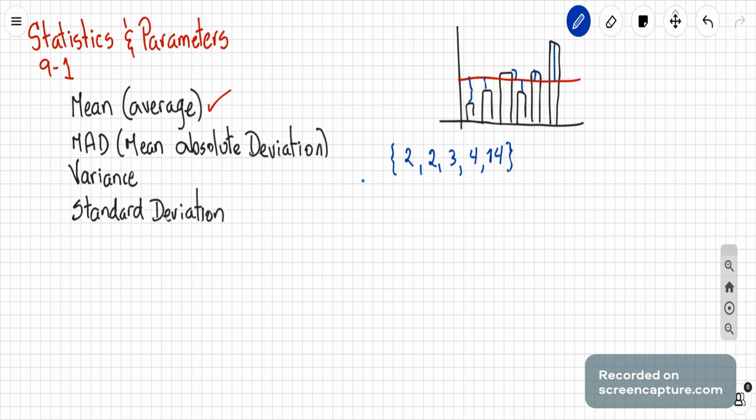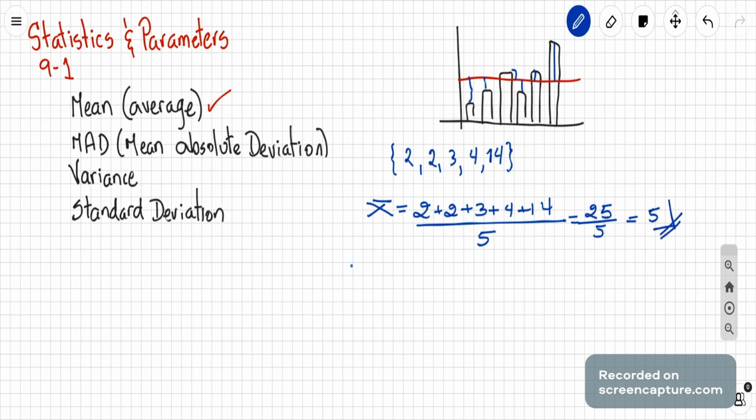So first step is to create this red line, meaning calculate the average. So let's calculate the average. That equals 2 plus 2 plus 3 plus 4 plus 14, and that is going to be divided by 1, 2, 3, 4, 5. If we add them, that is going to be 2 plus 2 is 4, 4 plus 3 is 7, 7 plus 4 is 11, 11 plus 14 is 25. So yeah, that is going to be 25 divided by 5. That is 5. So 5 is our mean. That is step 1. Good.